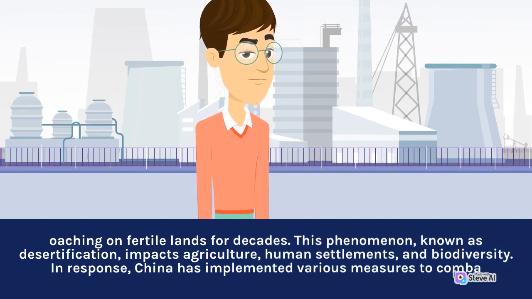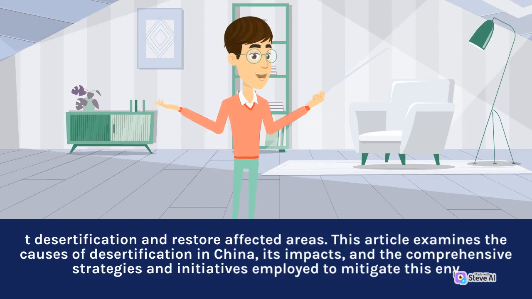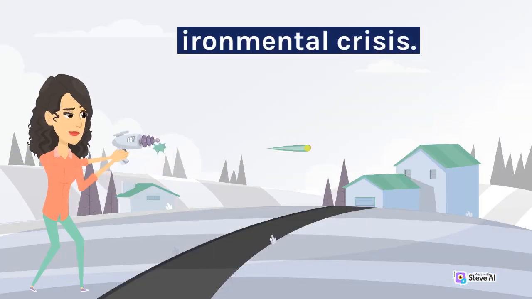In response, China has implemented various measures to combat desertification and restore affected areas. This article examines the causes of desertification in China, its impacts, and the comprehensive strategies and initiatives employed to mitigate this end. Environmental crisis.